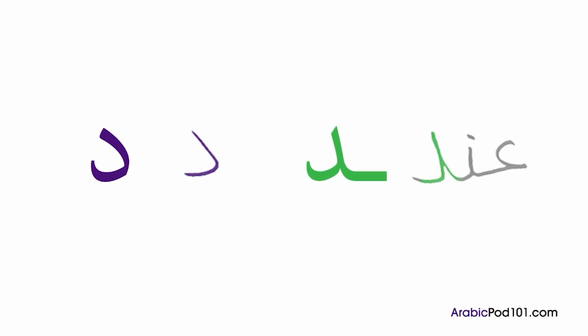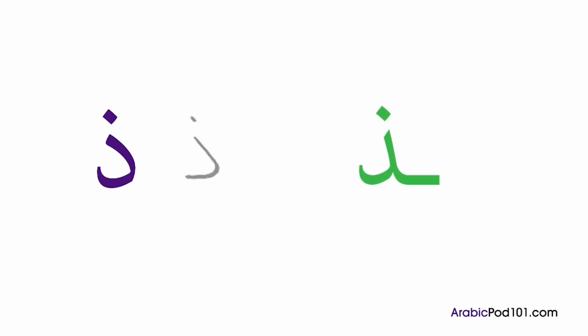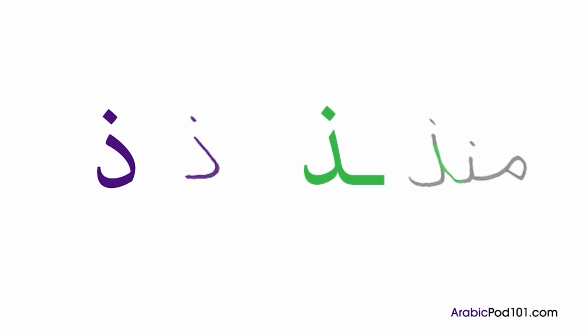Next, let's review lesson 4. In the fourth lesson, we learned dhal and dhal. First, we have the dhal, isolated and initial, medial and final. Now let's check the dhal, isolated and initial, medial and final. That's it for lesson 4. These letters are 2 of the 6 which only have 2 forms.